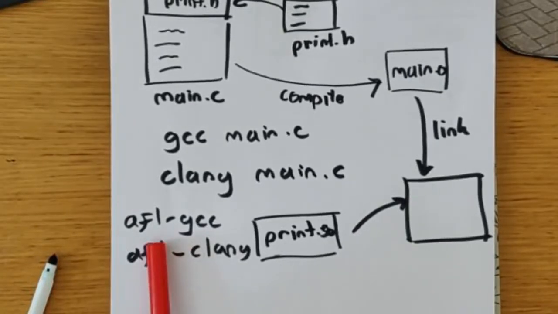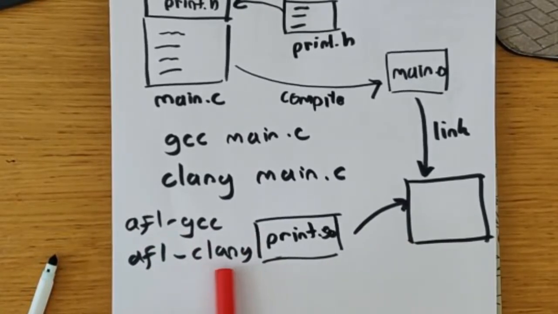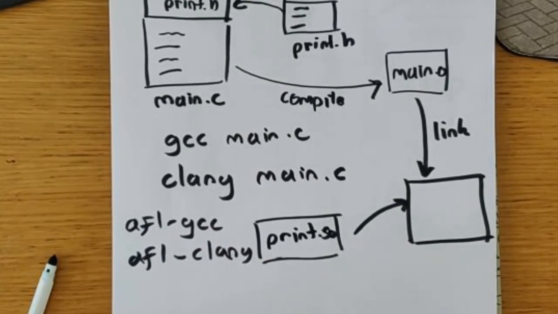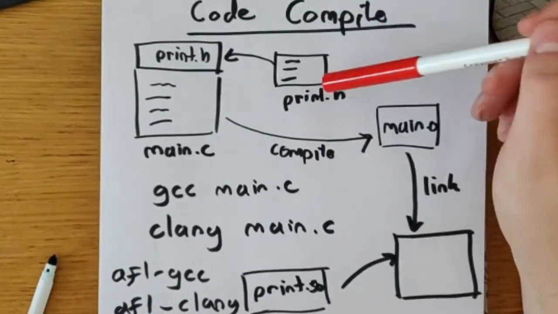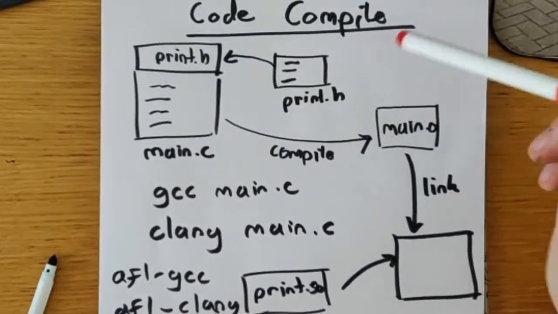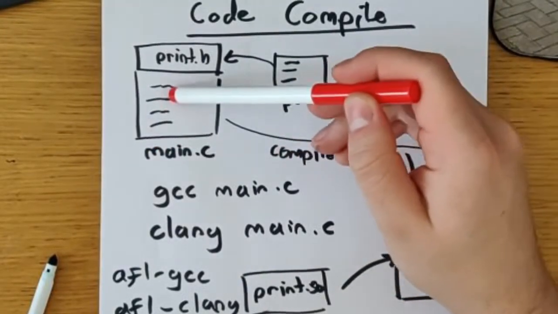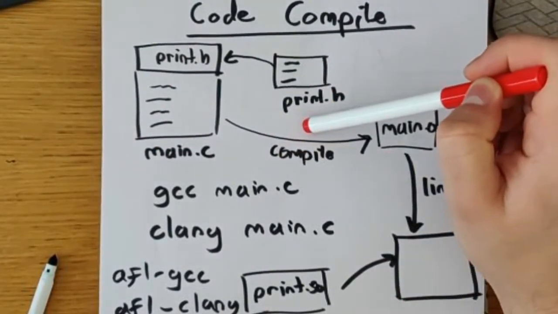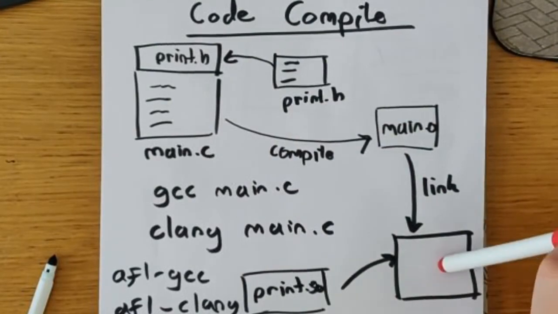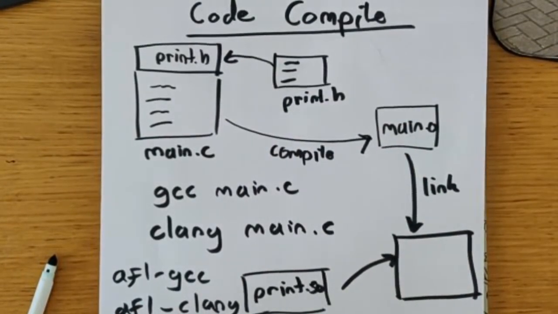So down here I've written AFL GCC, AFL clang. It's actually AFL clang fast these days, but that's essentially what it's doing. During this compilation process, step one, you want to compile the code under AFL. You have this main C file, it injects a bunch of code into the stream here, links all of the stuff together, and then it's ready for fuzzing. So that's just to add the instrumentation.